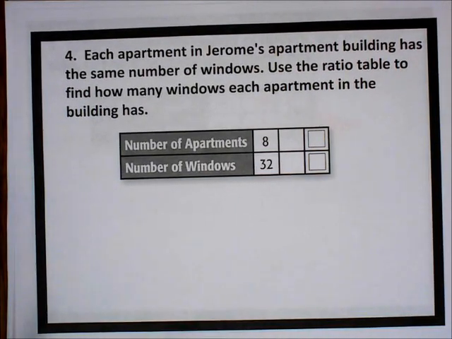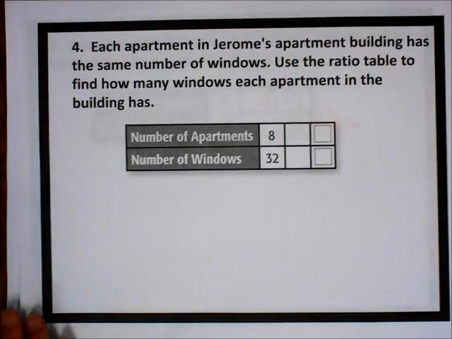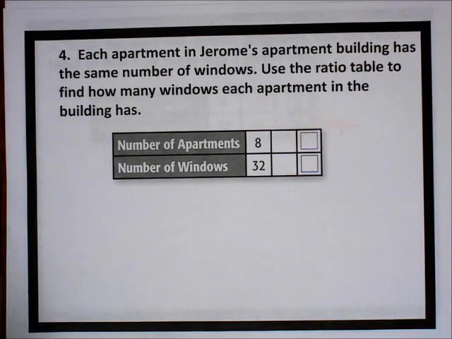I want you to try number 4 on your own. Draw the ratio table in your journal. When you're ready to check, you may hit play again.